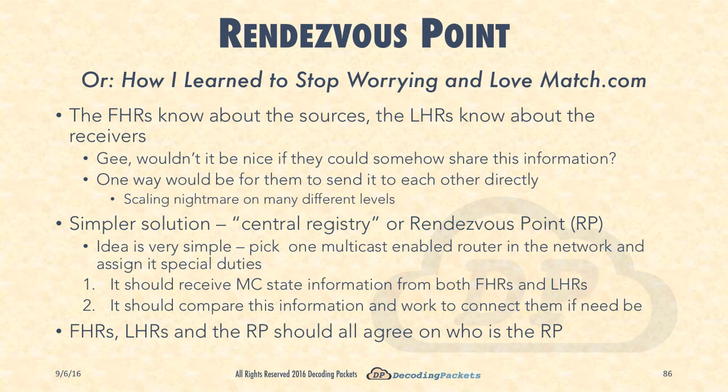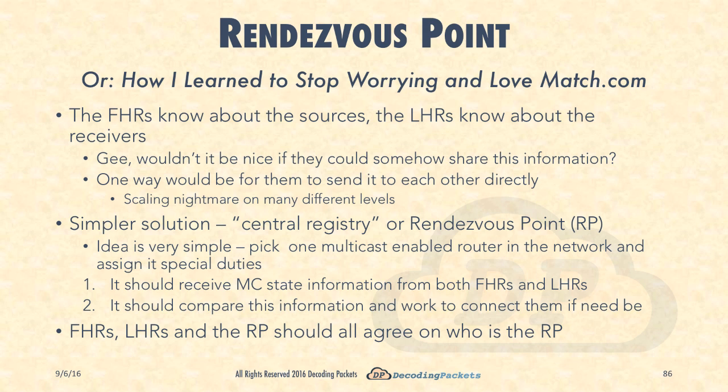The next piece is really the central crux of PIM Sparse Mode, and this would be the concept of the rendezvous point. Let's recap what happened on that last slide. The FHRs now know about the sources. In our case, there was a single FHR. And the LHRs, which we had two of, know about the receivers.